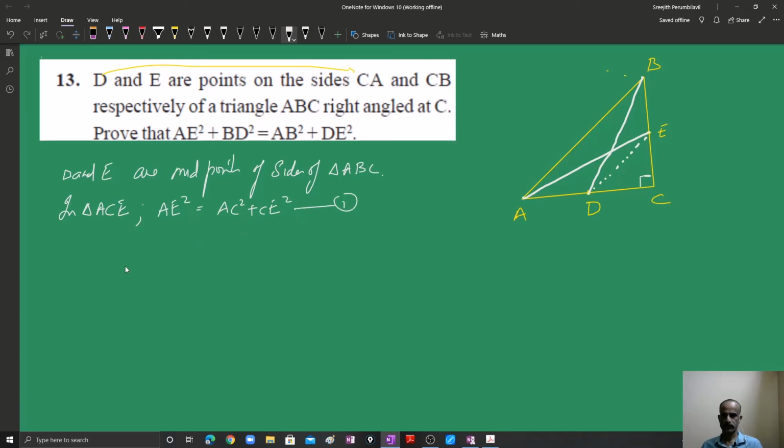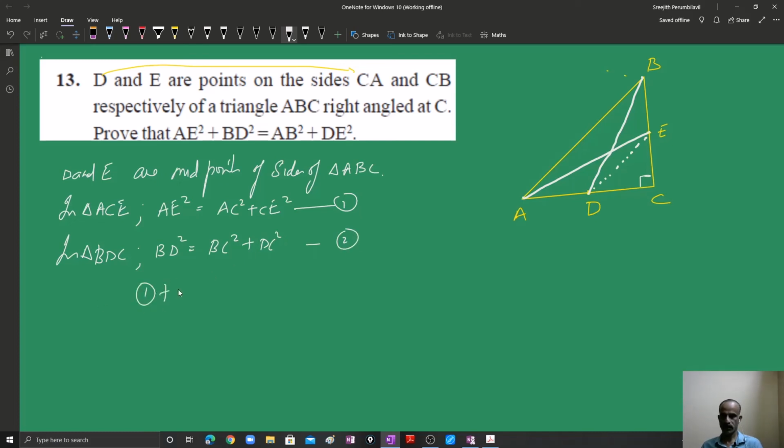Relation number 1. Now I am asking myself a question: how can I bring BD there? In which triangle? In triangle BDC, BD square is equal to BC square plus DC square. Relation number 2.